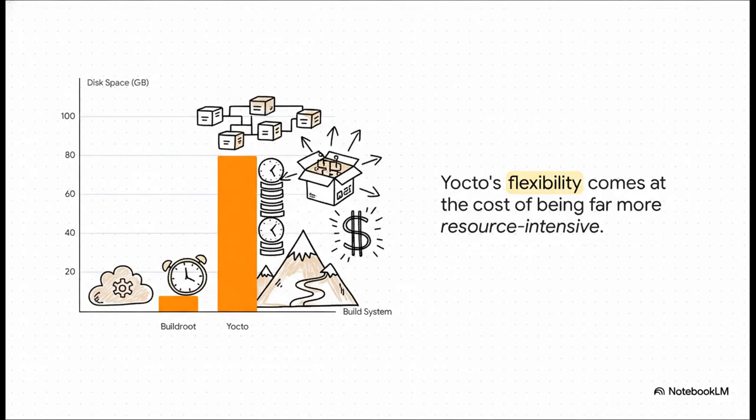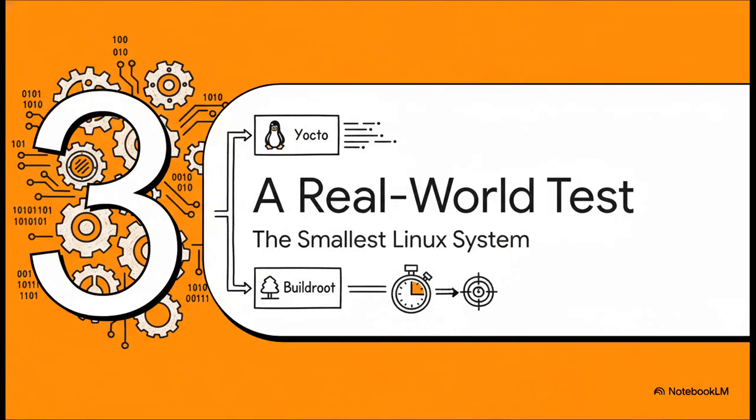Of course, all that industrial power comes with an industrial-sized price tag, and I'm talking about resources here. Yocto is just a lot bigger. A full Buildroot environment might need 8 gigabytes of disk space. A Yocto setup can easily chew through 80 gigs, or even more. That's 10 times the space. So yeah, it takes more time to build, it takes more space, and honestly, it takes a lot more brain power to learn.